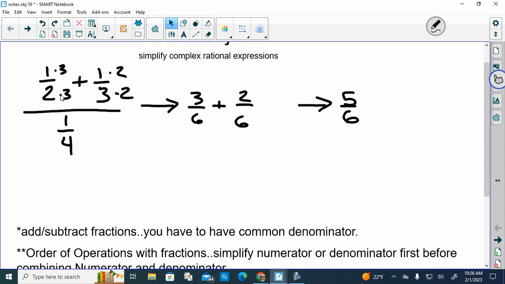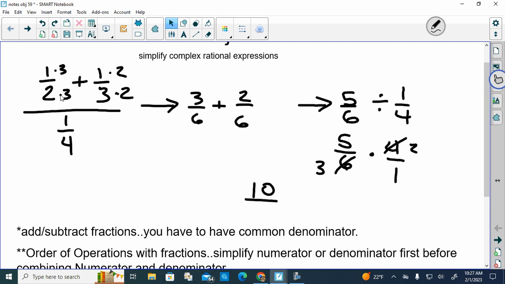The bottom, there's nothing to do at the bottom. But what does it mean when we have a fraction bar and there's something on the bottom? Divide. So this is really 5/6 being divided by 1/4. Do we need common denominators? No. So we're going to keep that, and then cross cancel to simplify. 2 can go into there, 2 can go into there. So my final answer would be 10 over 3. Just leave that. I haven't seen it where they've actually simplified that.